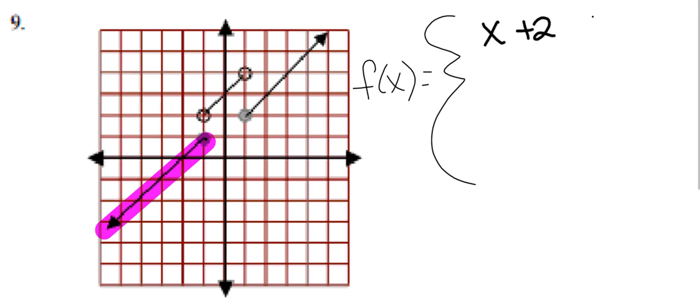My restraint, though, is it's at negative 1, so I have my x, and I'm going to put negative 1. And it's less than, because it's going to the left. So x is less than negative 1. There's a closed dot, so you put your or equal to. Now I'm going to put a purple there. Now I'm going to look at this one.